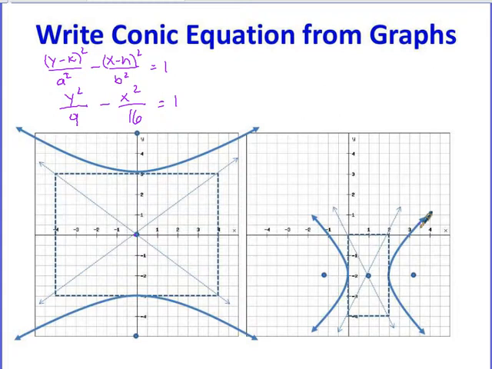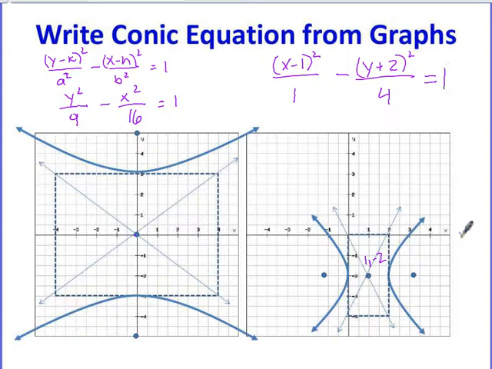This one is x² first because it's sideways. My center here is at (1, −2). So I do x first: (x − 1)² over something minus (y + 2)² over something, because it's the opposite of this. Then to get to the sides of the rectangle, we went left 1, 1 squared is 1. We went up 2, 2 squared is 4. Hyperbolas are always equal to 1. That's pretty much it for writing equations. Fill in the missing pieces by counting on the graph.